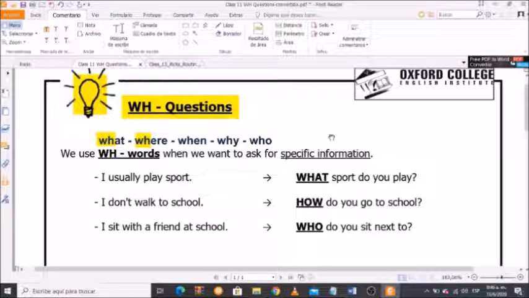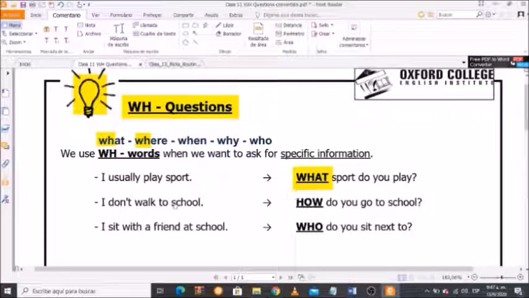So, let's read our examples here. It says, I usually play sports. Okay, what sport do you play? Es decir, si yo digo que juego al deporte, puedo a su vez preguntar, ok, de todos los posibles deportes, ¿cuál específicamente juegas vos? What sports do you play?